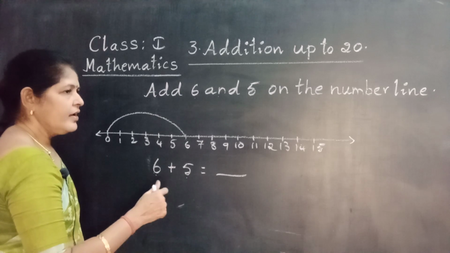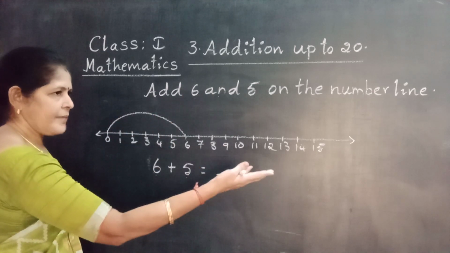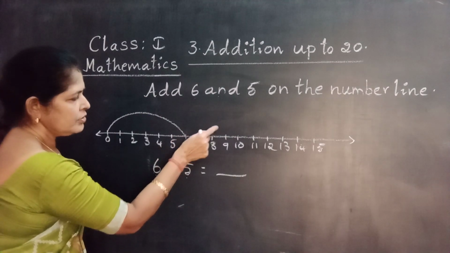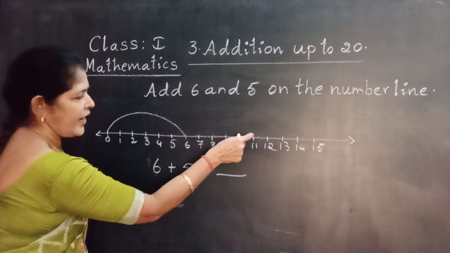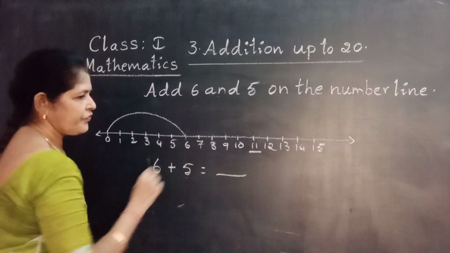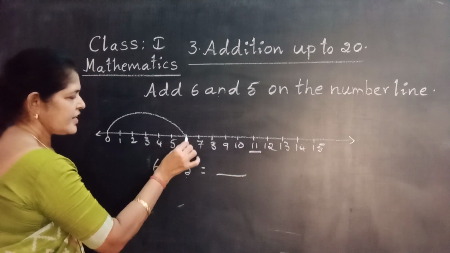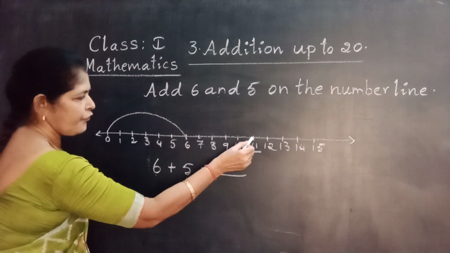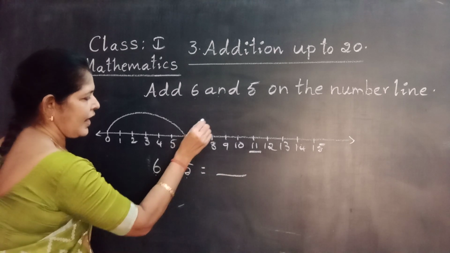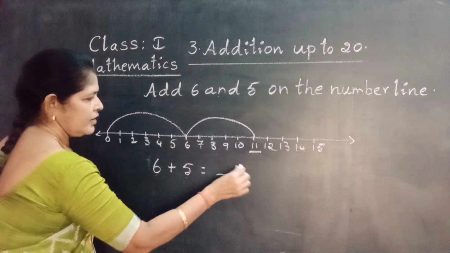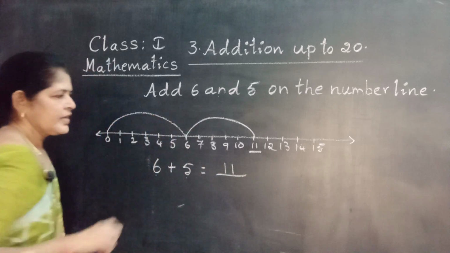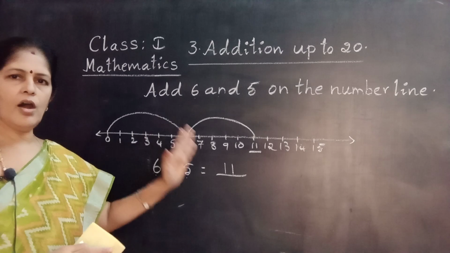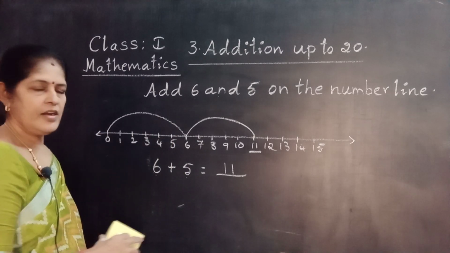Now you take 5 steps after 6: 1, 2, 3, 4, 5. We get 11 on the 5th step. Make a line from 6 to 11. Now the total is 11. 6 plus 5 is 11. This is addition on the number line. Understood? Next one.